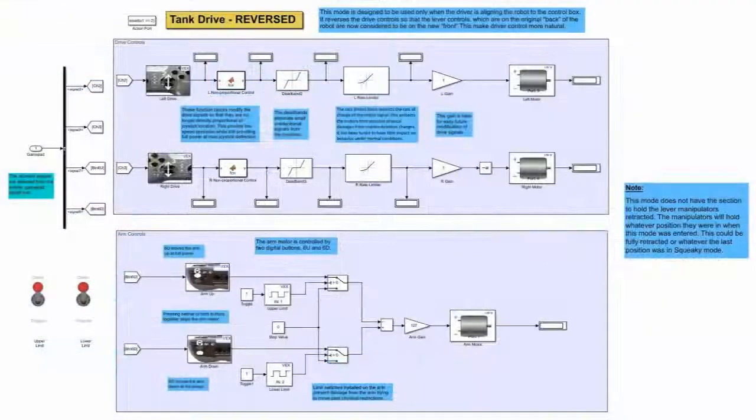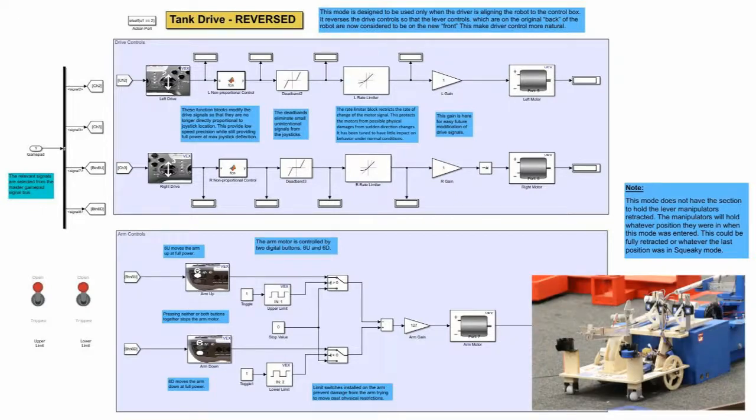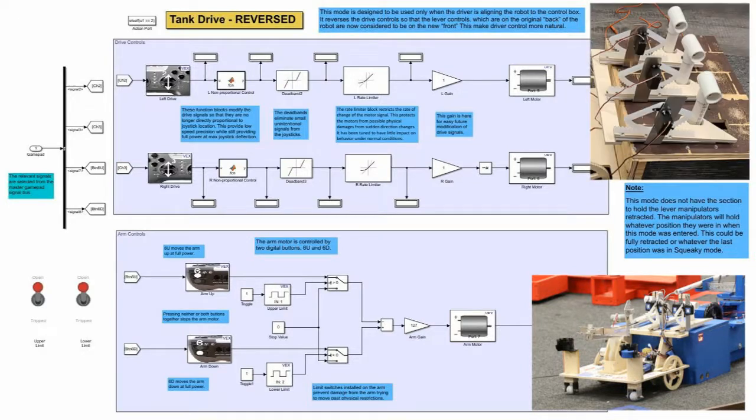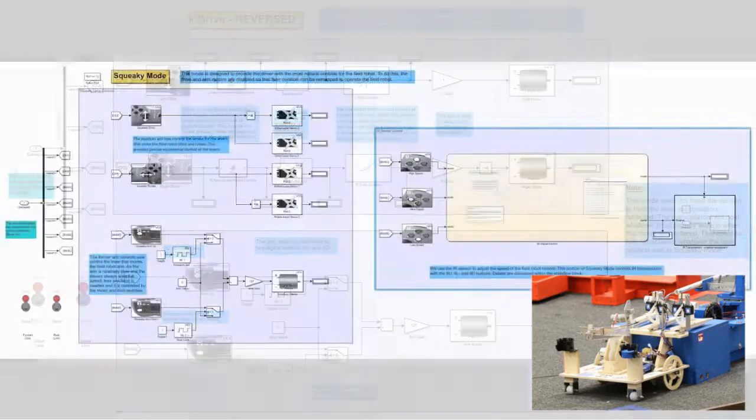The reverse mode is very similar to the default mode. The major difference is that joysticks are mapped to opposite motors so that the back of the robot can now be considered the new front. This adaptation makes it easier for the drivers to align the robot to the field control box.